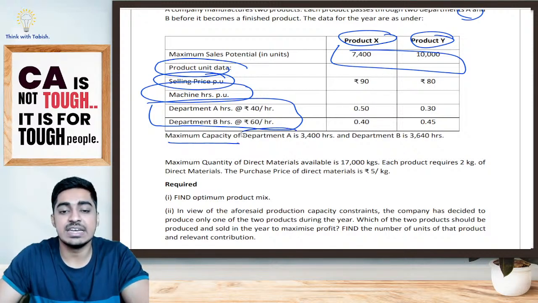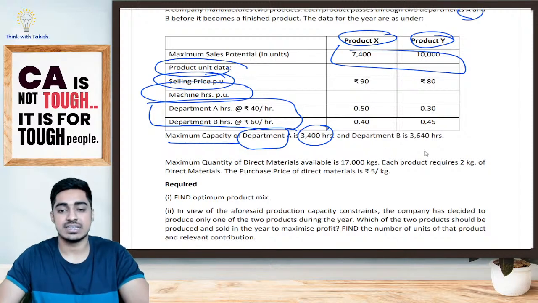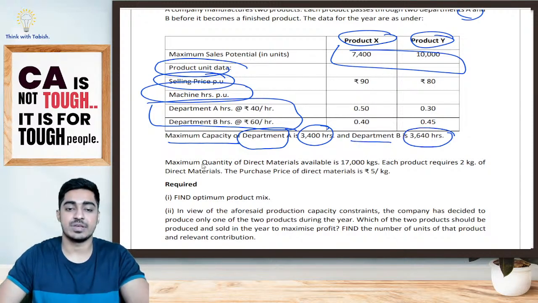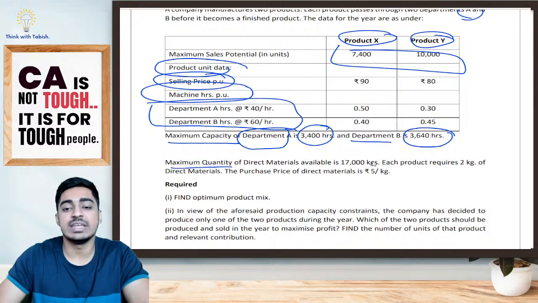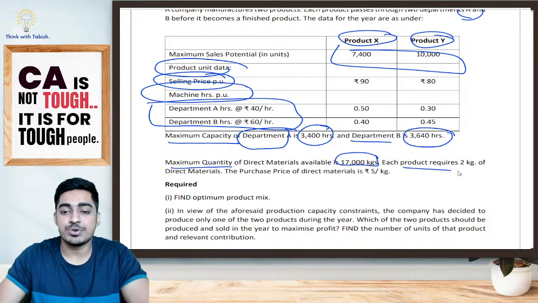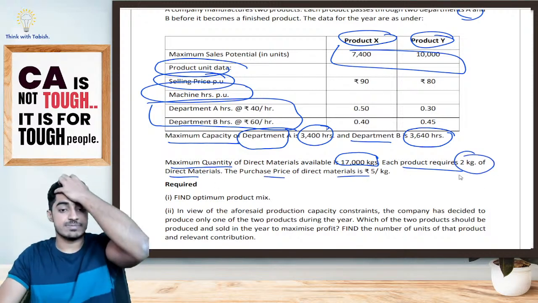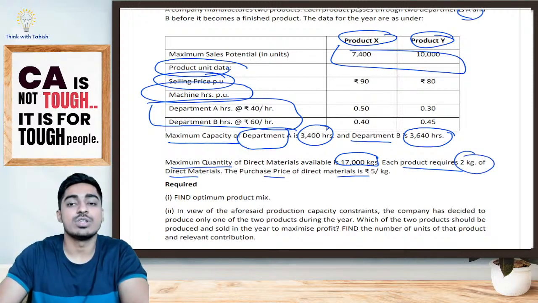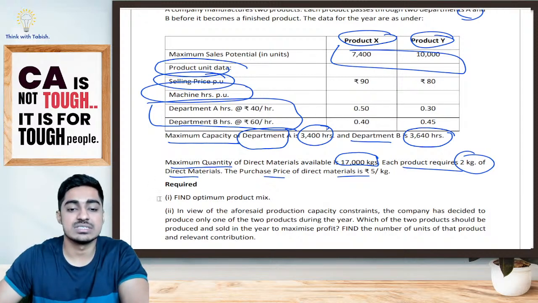Maximum capacity in department A: maximum 3,500 hours is there. In department B, maximum 3,640 hours. Okay, maximum quantity of material available is only 17,000 kg. Each product requires 2 kg of direct material. Purchase price per kg is 5 rupees. Yes. Find out the optimum product mix.